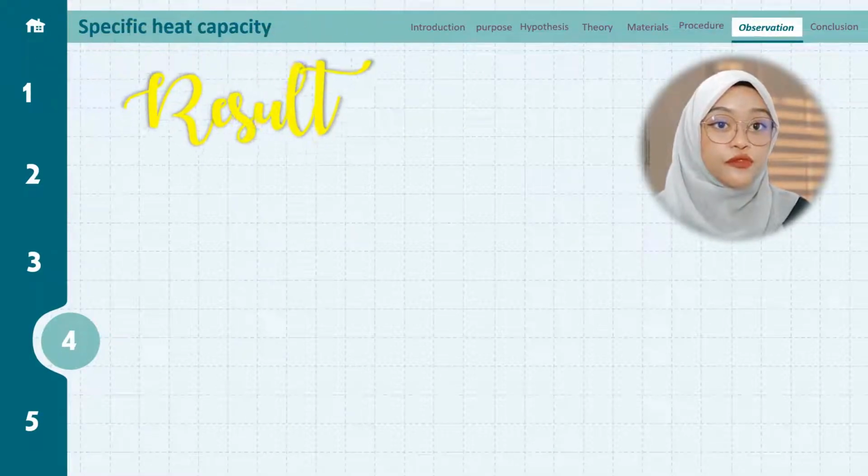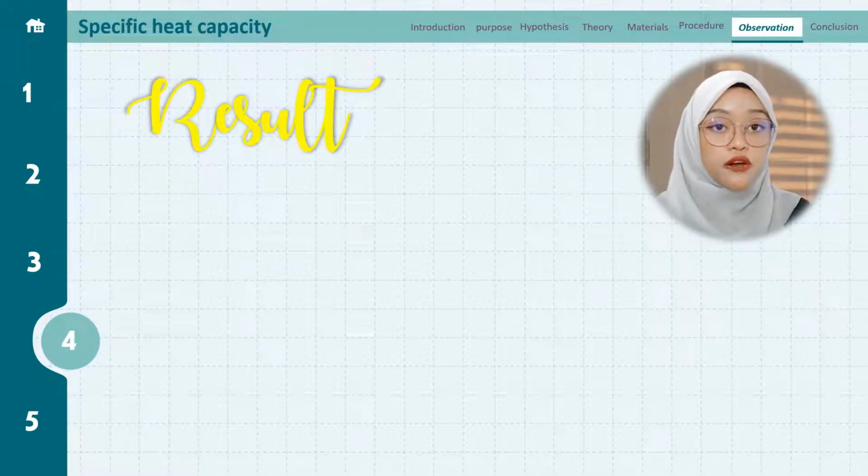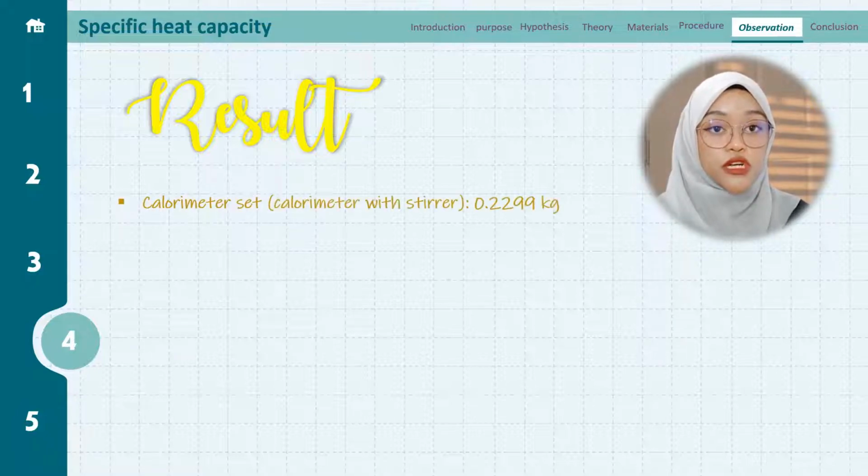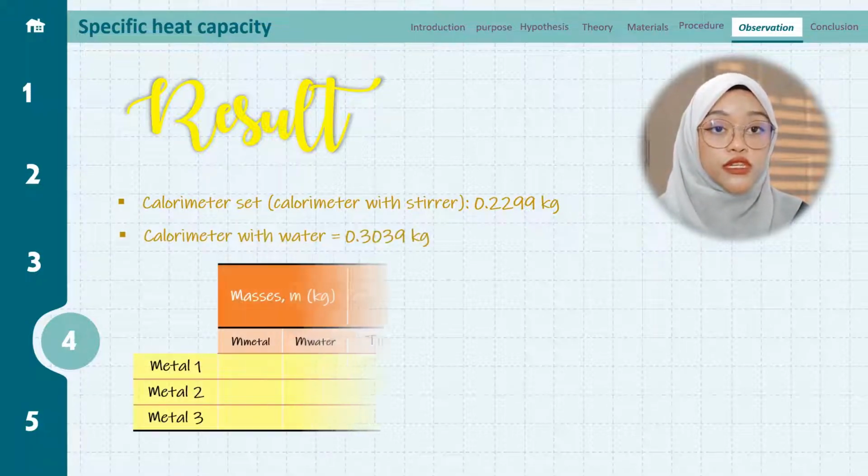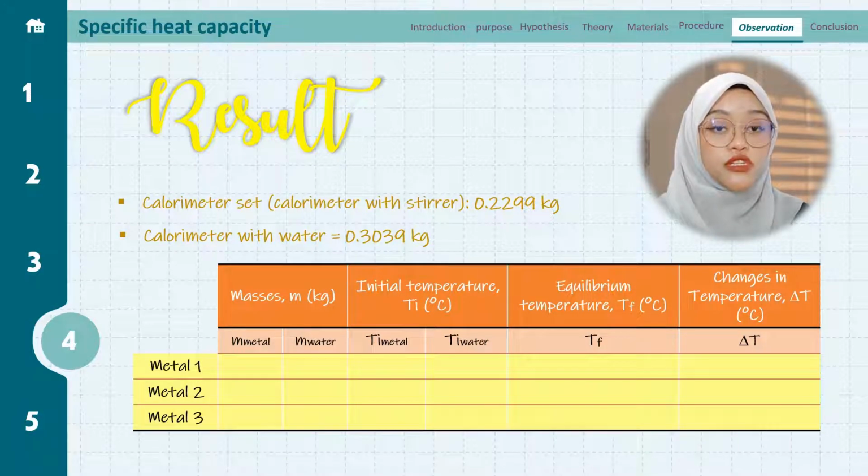Okay, so now let's move to the next part of this experiment, which is the result part. This is the result that we must note and get after we do the experiment. First data that we can get is the mass of calorimeter with stirrer, which is 0.2299 kg. The mass of calorimeter with water is 0.0339 kg.